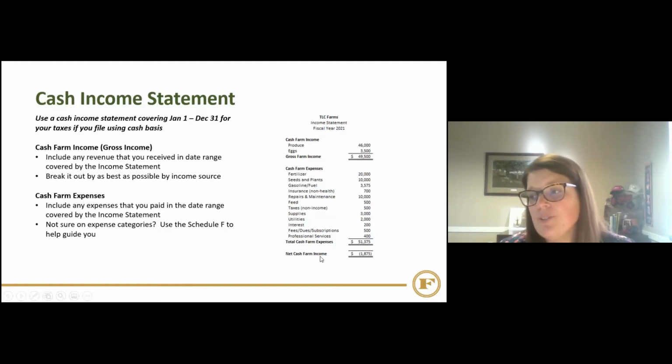Now, if you look also at their net cash farm income right now, using cash basis, it looks like TLC Farms did not make money. In fact, they're in the hole $1,875. But remember, that could be because their revenues are understated. There's accounts receivables they haven't accounted for, or they have expenses that are from previous year's production. So you're not sure whether your production activities are actually losing you money or making you money at this point, because you haven't accounted for those items that you need to take out or add in.